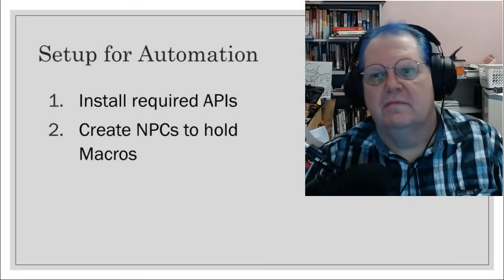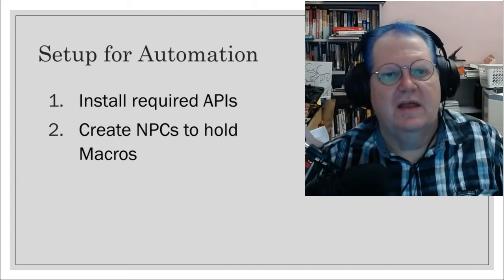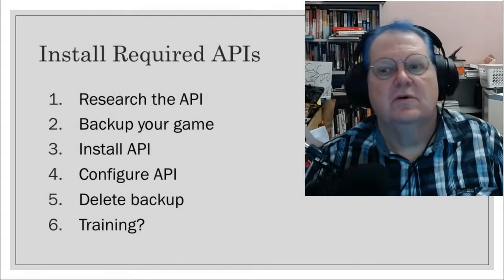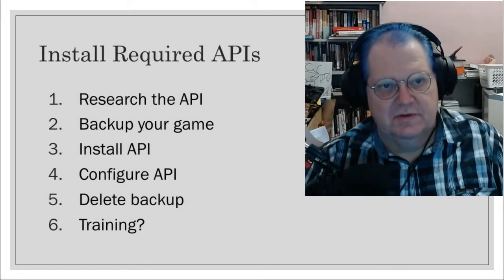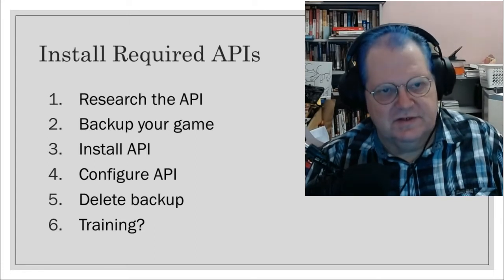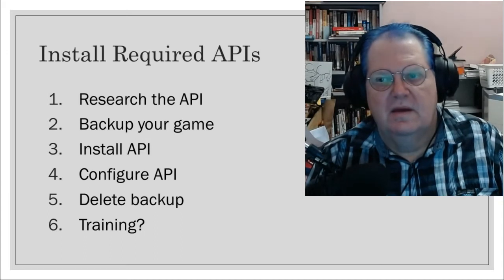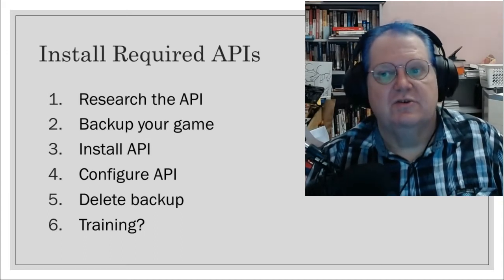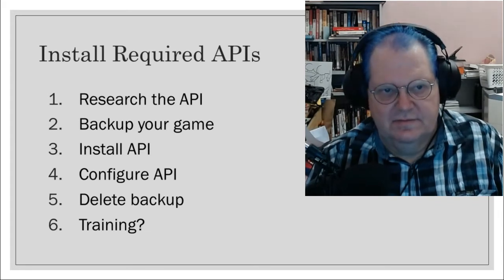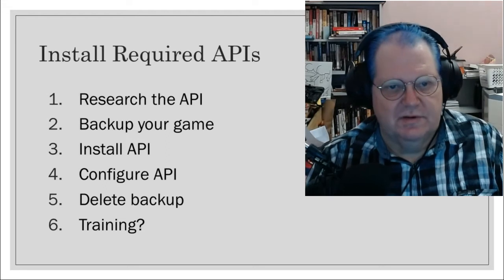Right, part 1, let's add those APIs. So for the first part, adding the APIs, our steps will be the normal steps. We research the script, we back up your game, install the scripts, configure scripts, and then sometime later we delete the backup. And as always, think about, do I need a 6th step? Train my customers.